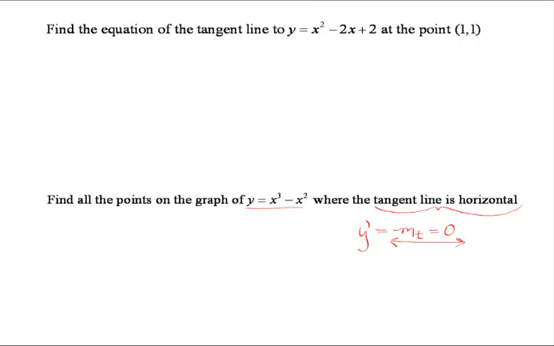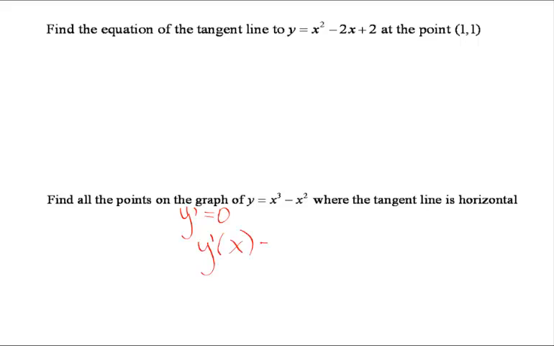They might as well have said where y prime equals 0. That's the process I'm going to use. You have to be able to turn language into symbols just as easily as you turn symbols into language. When you have a horizontal tangent line, they're telling you your derivative equals 0. So let's find the derivative of this function in x.